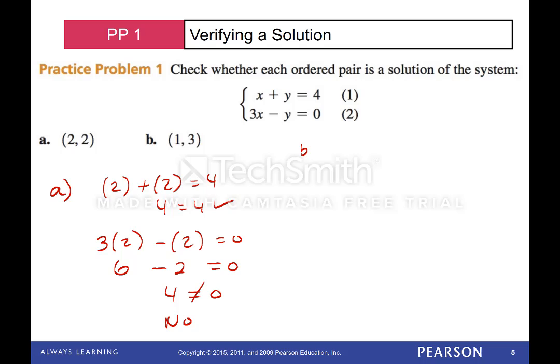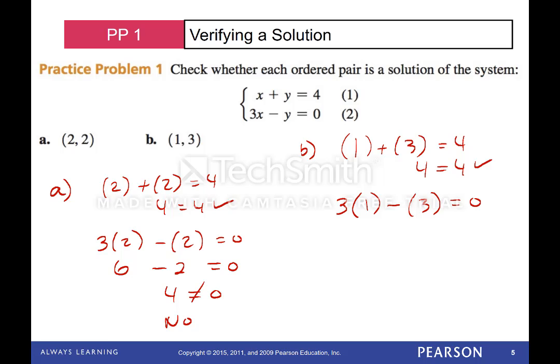All right, so let's try 1 and 3. Is that a solution? Here for the top equation, 1 plus 3 is 4. That's easy enough there. We know that one. That is true. So then we go to the bottom one. 3 times 1 minus 3. Would that give us a 0 value? And checking that out, 3 times 1 is 3. 3 minus 3, hey, that works. So notice 1, 3 works for both of them. And so that's a yes on the homework as I looked it up.